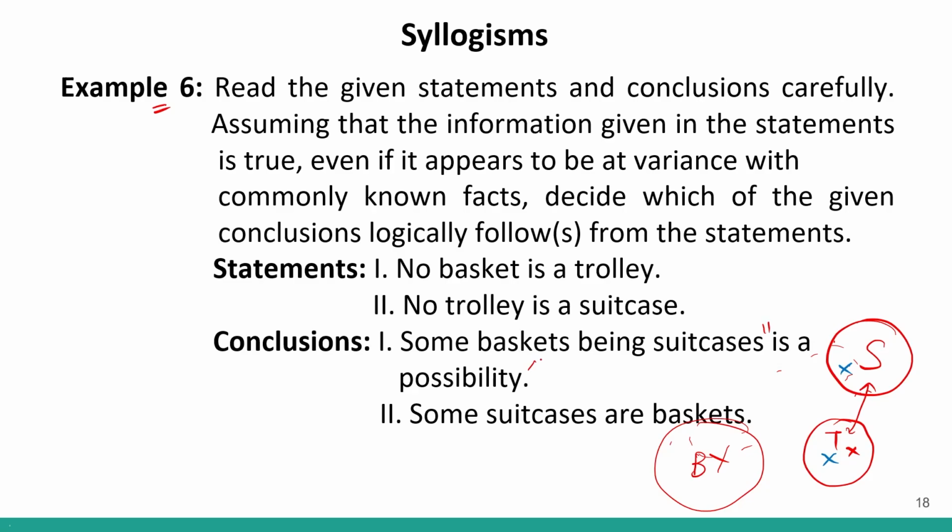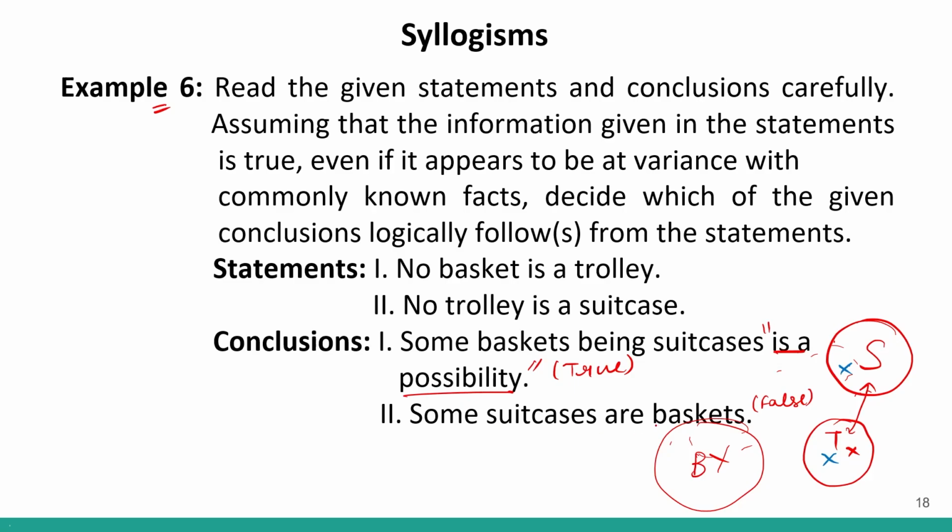Yes, it is a possibility. So this is true. Some basket being suitcase is a possibility. Addition of the words "is a possibility" makes it true. Some suitcase are basket. Now this is false, because this is a possibility. It is not definitely true. Unless it is mentioned it is a possibility, we only look for definitely true statements. Therefore, this will be false.